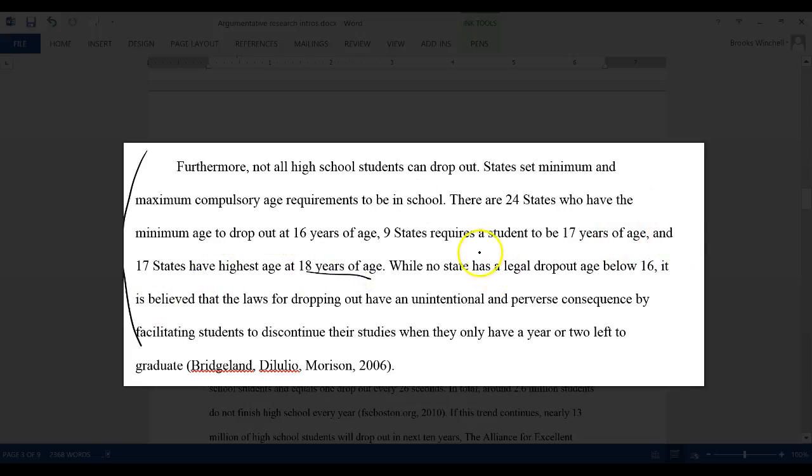While no state has a dropout age below 16, it's believed that the laws for dropping out have an unintentional and perverse consequence by facilitating students to discontinue their studies when they have only a year or 2 left to graduate. So here she gets it from this source, and we have laws.